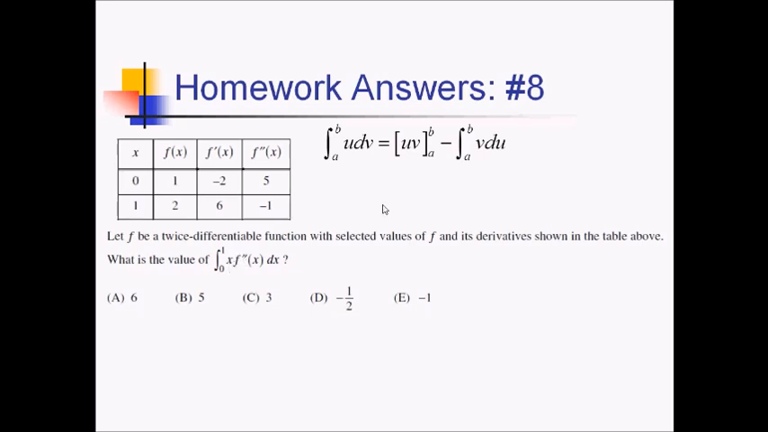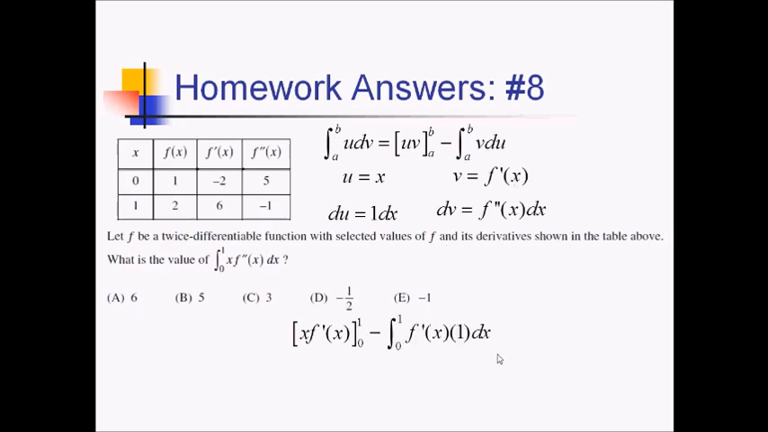So I'm going to let my u value then be x, and dv is going to be f double prime dx. Now I can take the derivative of u, or x, which is 1 dx. The antiderivative of dv will give me v. That's just going to be f prime of x. Putting it all together now, following the 7, for this uv in here, I've got x times f prime of x from 0 to 1. For my integral inside there, I've got just f prime of x dx.